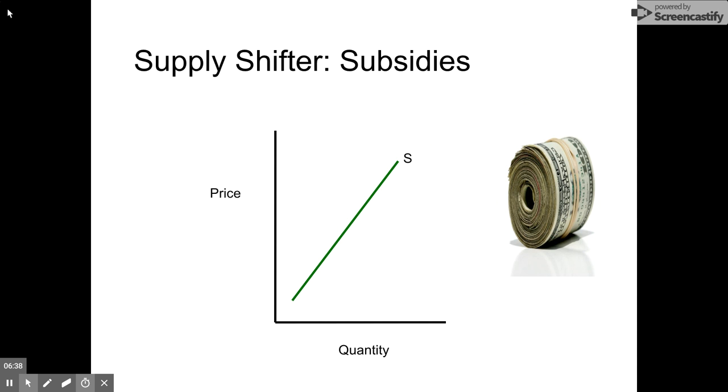Subsidies. So if the government increases subsidies for farm products, farmers are more willing to sell goods because they know that they're going to get money from the government for every pound of corn, for example. There's going to be a right shift. If the government shuts off the spigot of subsidies, you end up with a left shift.